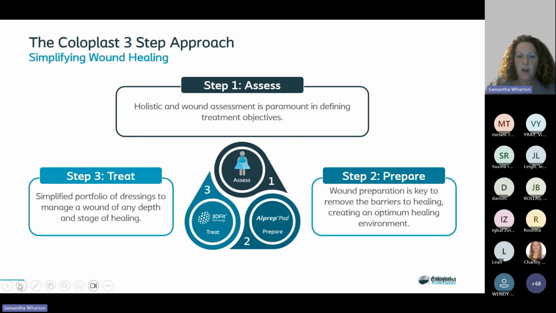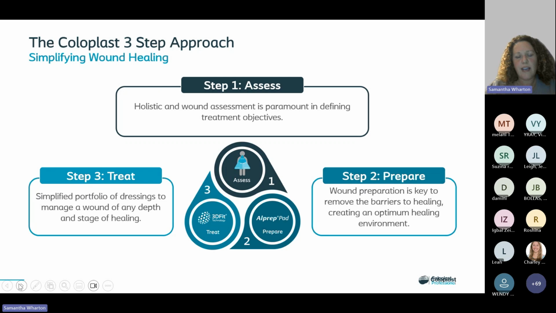So if we prepare with All Prep Pad, for example, we're just removing that devitalized tissue. We're then able to visualize that wound bed more appropriately and ensure that we're creating that optimum healing environment. And then we move on to that step 3. So that's using whatever products are available on your formulary. Obviously, within Coloplast, we have our 3D FEP technology, which means that our dressings can form down to 2 centimeters, but choosing the most appropriate dressing that's going to manage those management goals you've identified through that really robust assessment.